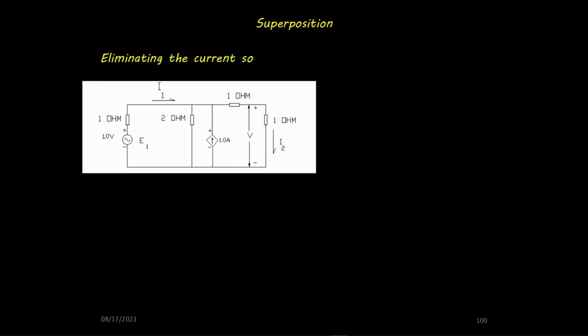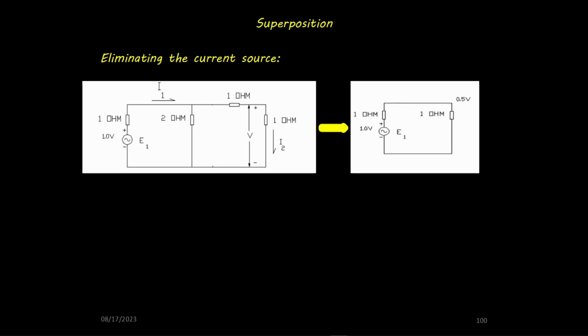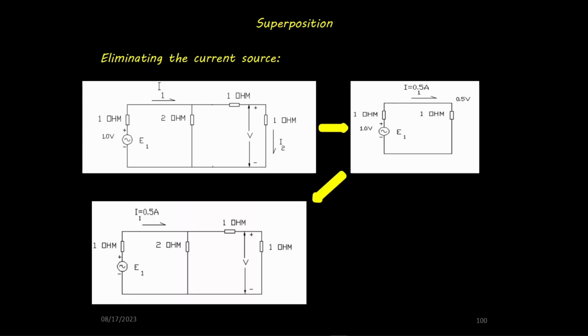Eliminating the current source, we get the first circuit. Reducing the circuit, combining the two 1 ohm resistors and the 2 ohm resistor, we get an equivalent resistance of 1 ohm as shown in the second circuit. Calculating the currents and voltages due to the voltage source, we get a source current of 0.5 amps with 0.5 volts. The currents in each branch are 0.25 amps.